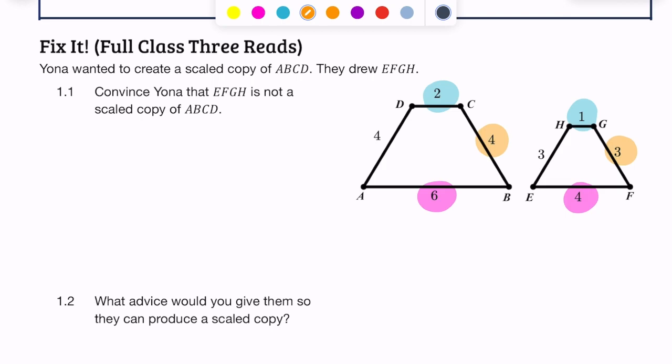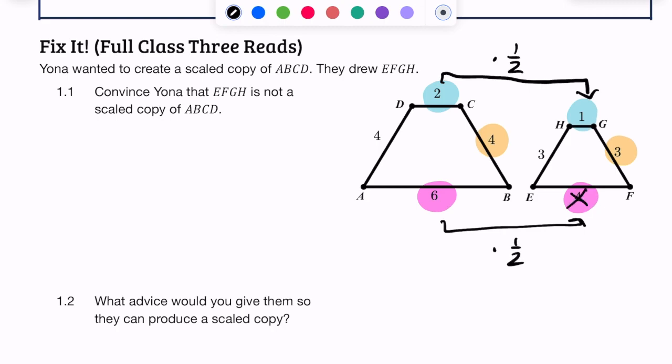And we'll have those equivalent ratios if there's a constant scale factor, right? So if there's some number that I can multiply 2 by to get 1, and then that's the same number that I multiply 6 by to get 4, and the same number I multiply 4 by to get 3. We don't have that here. 2 times 1/2 is equal to 1, but 6 times 1/2 is equal to 3, not to 4. So this is not a scaled copy because we don't have that scale factor or those equivalent ratios.